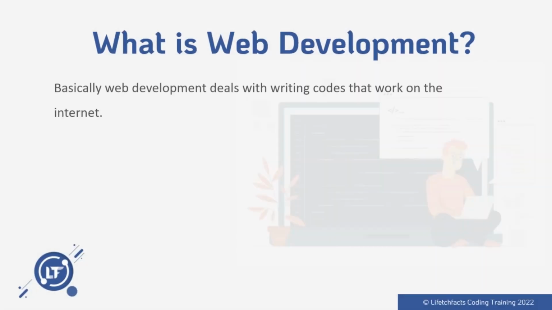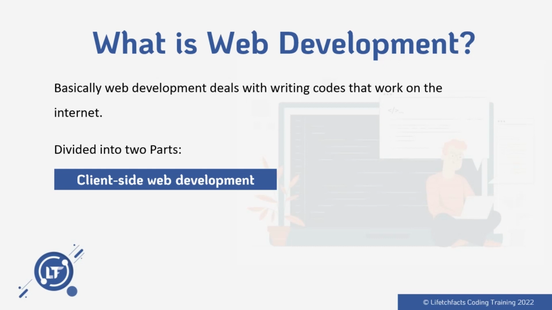So, what exactly is web development? Basically, web development deals with writing code that works on the internet. That's basically what web development is. Now it's divided into two major parts. Remember earlier when we were talking about the two major types of devices we have on the internet, which are the clients and the servers. Your area of focus on those devices would tell you the part of web development you are going into.